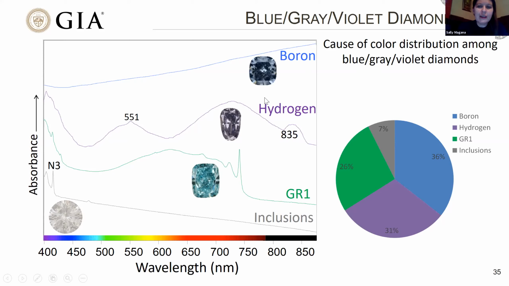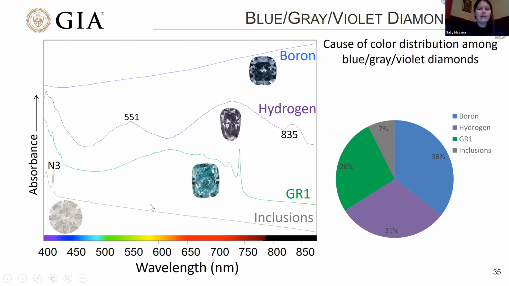Blue, gray to violet color can occur due to hydrogen, and I mentioned that earlier in reference to the Argyle diamonds, where these principally come from the Argyle mine. And then also with the GR1, if we don't have high amounts of absorption in the blue for these diamonds colored by GR1, then that transmission window is no longer in the green, but instead shifts towards the blue.